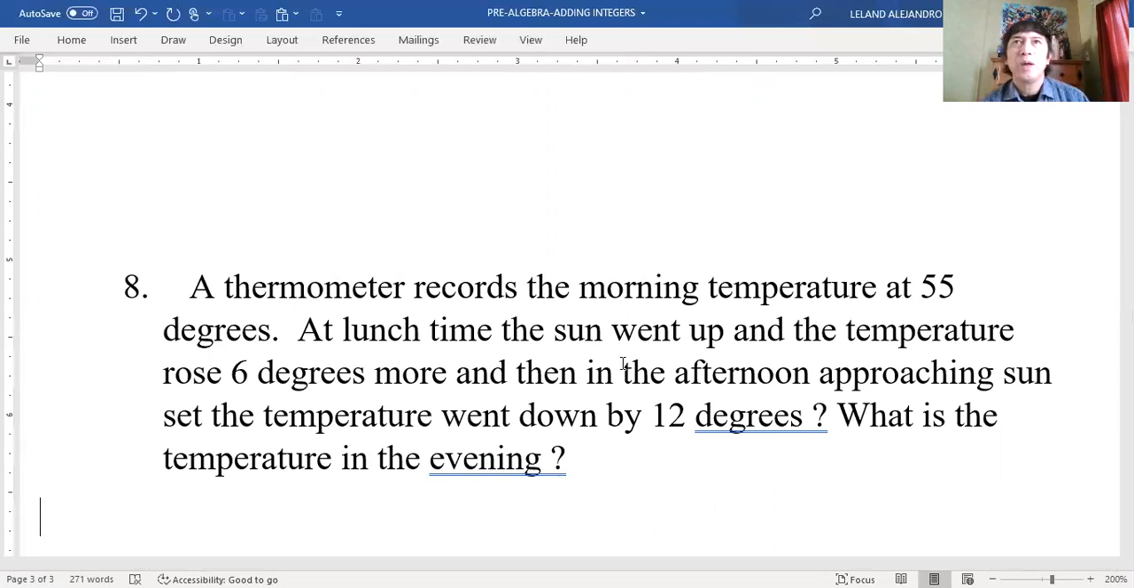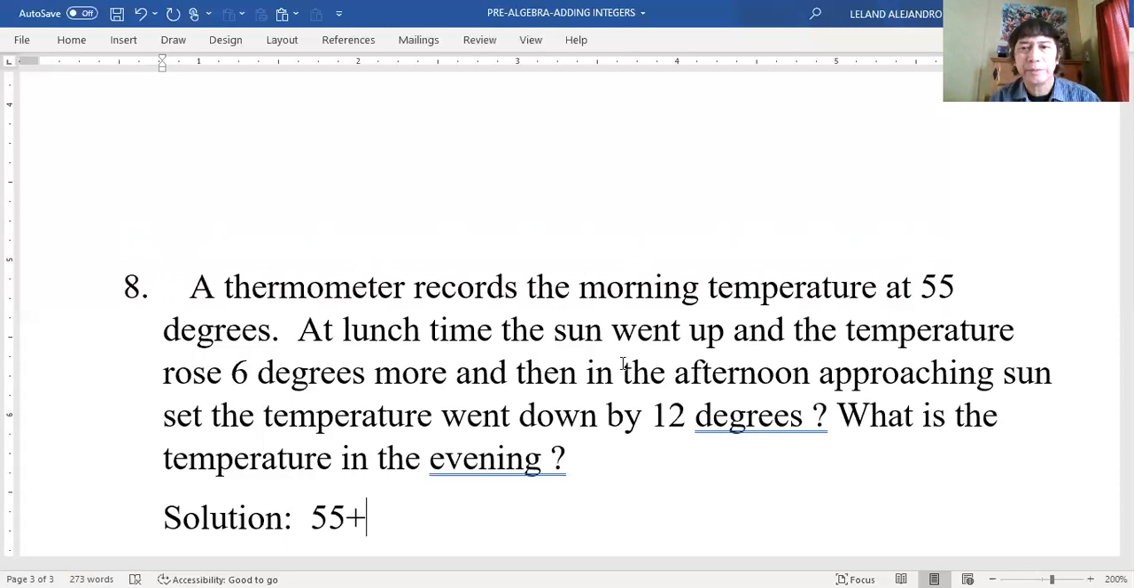So we have a positive temperature when it's going up, and when it's very, very cold, it will go down. It may become even negative. So for the solution to this problem, we will get the positives and negatives, then we will add. We shall start with 55 degrees above zero.